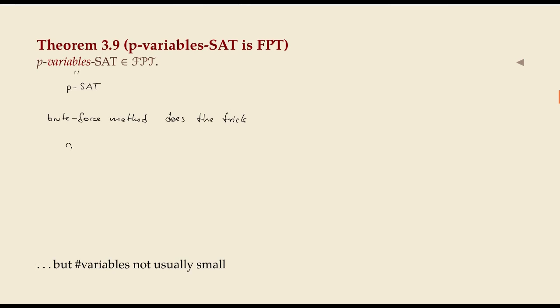Because its running time was given like this, so there we already have our form. A function that only depends on k times a polynomial in n. That's an FPT algorithm, which means that the problem is in FPT. Now the only catch at this point is the number of variables is not usually small, so this result is not very helpful.